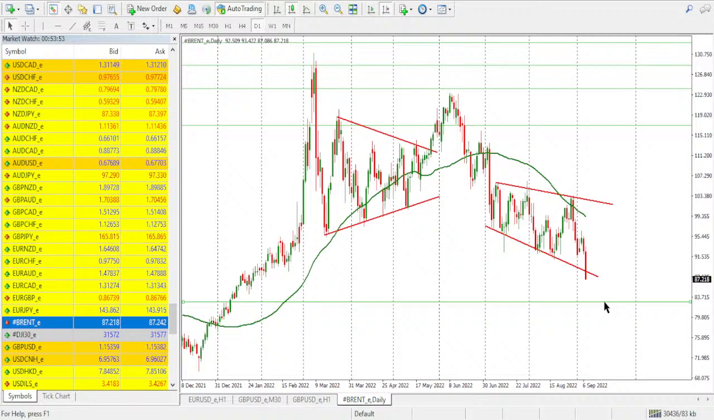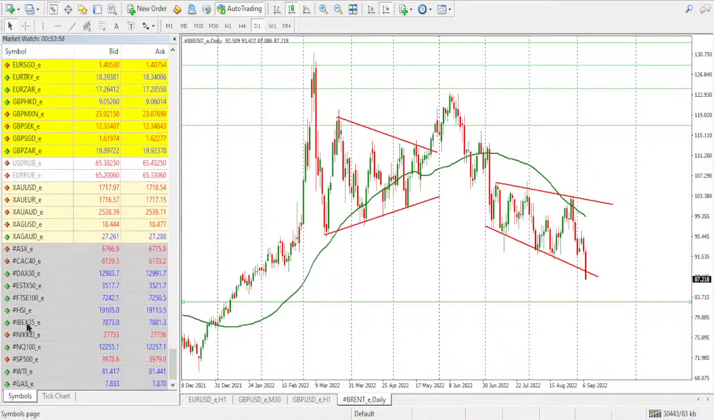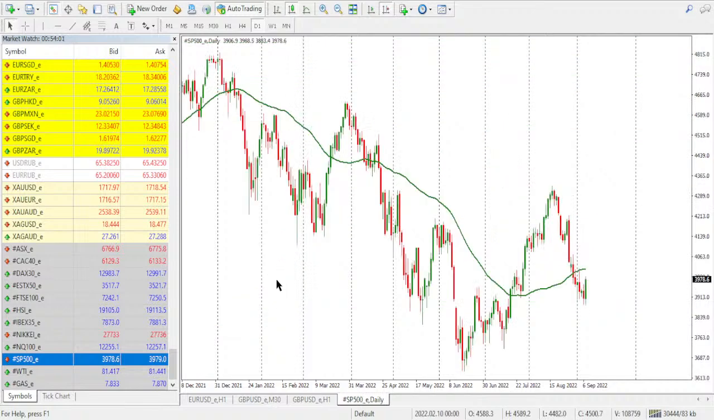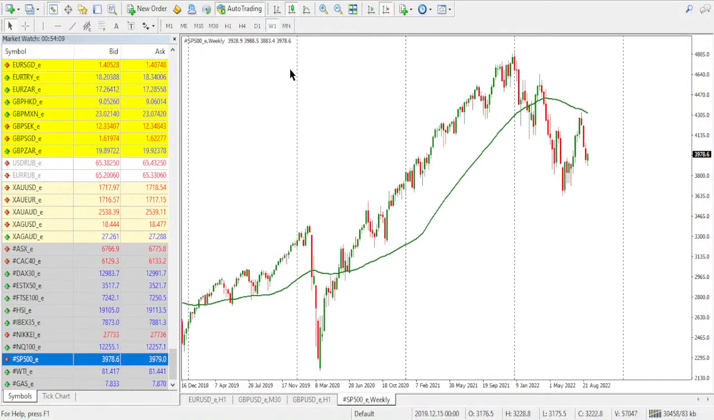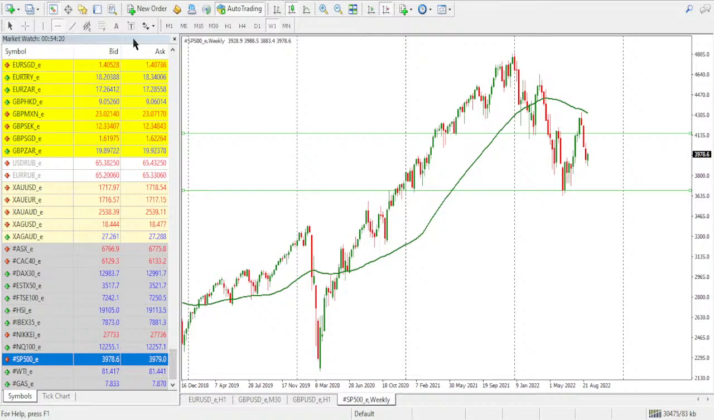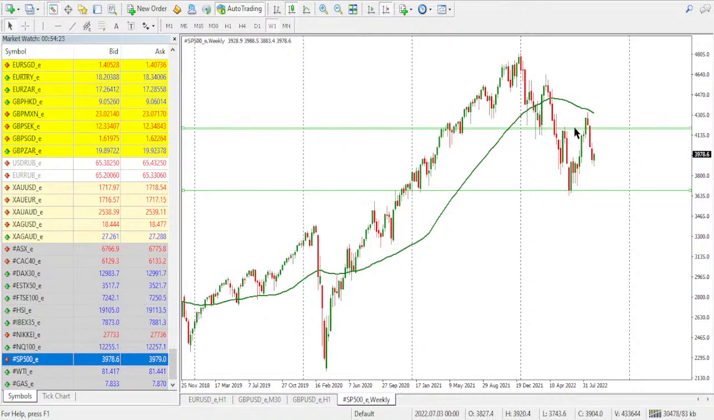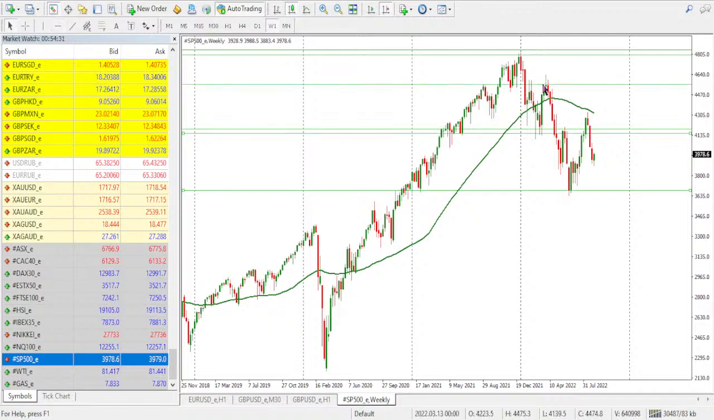I hope that makes sense. My next instrument is the SP500. So with the SP500, so far it has been a little bit confusing, but let's check the weekly time frame. On the weekly time frame, you have a very good support here, and then you have another there, and then you have another at the top, then you have another level at this price here.